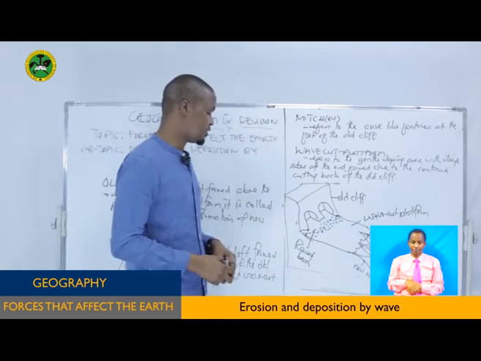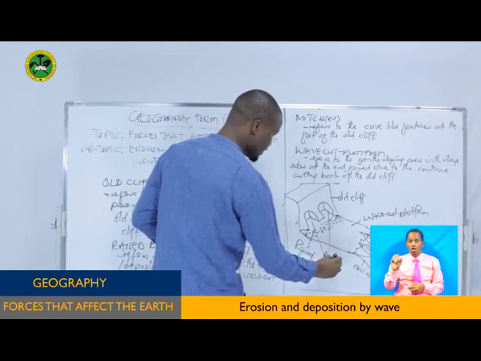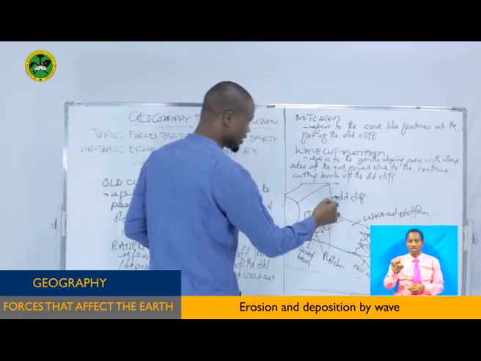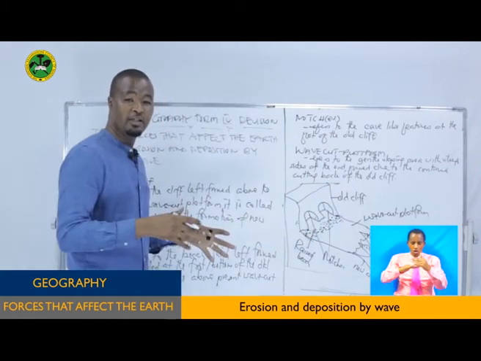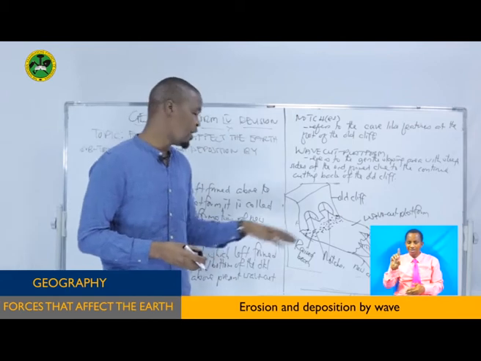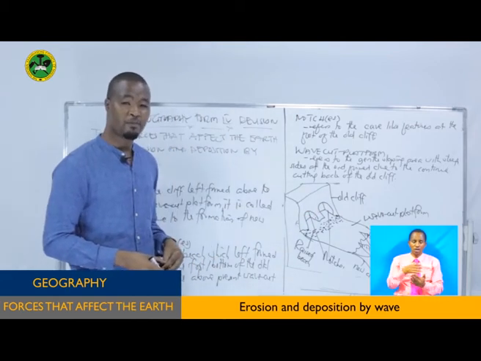Thereafter, we have the notches. Notches are the cave-like features at the foot of the old cliff. As you can see, this is the old cliff. At the foot right here, we have the cave-like, chamber-like features formed by the wave erosion mechanism when it hits this point of the old cliff.